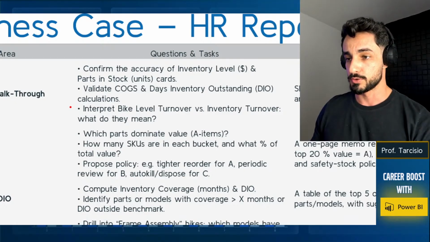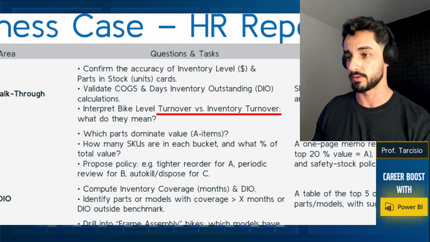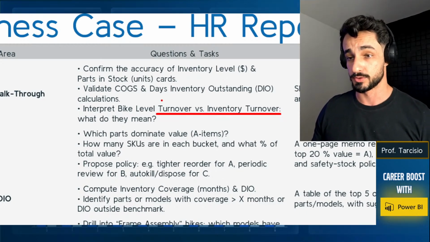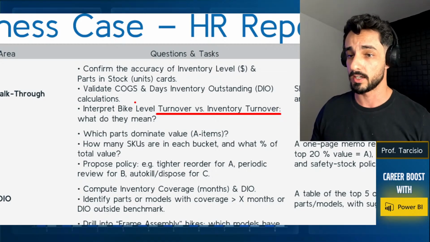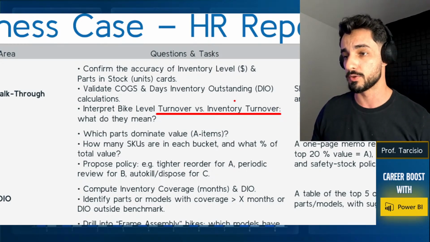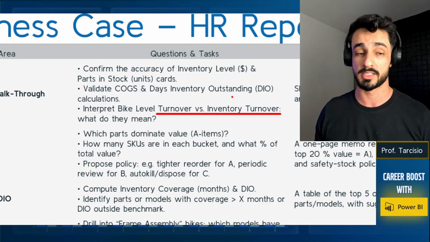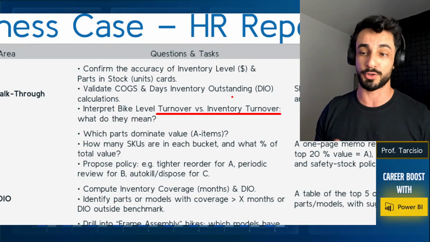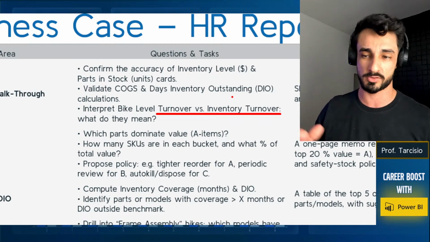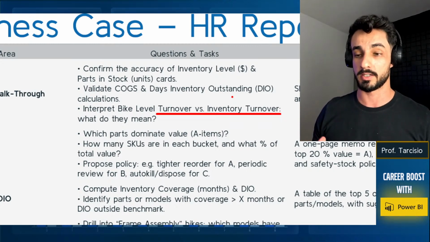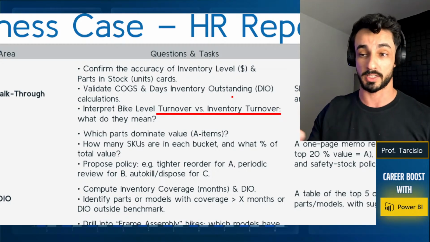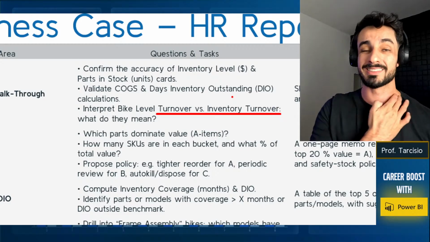And then we need to interpret the bike level turnover versus the inventory turnover. This is a very important subject because, as you are going to see, we may have a few parts that could be used in any bike, and we have different demands for each type of bike. So we are going to see how each type of bike is performing in sales, and also how this is going to reflect in the stock.